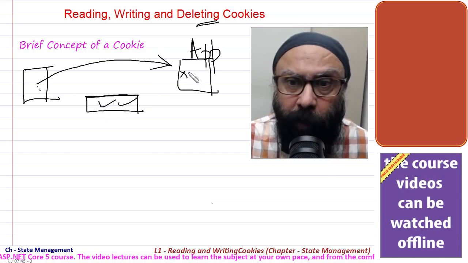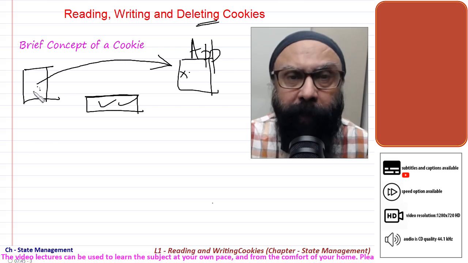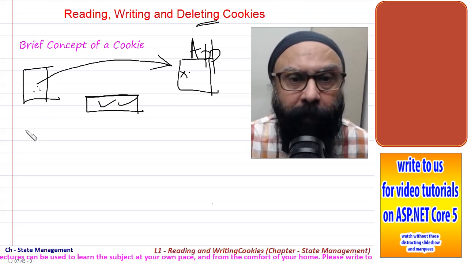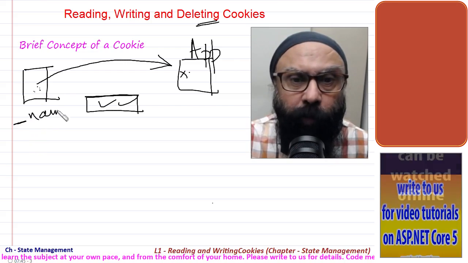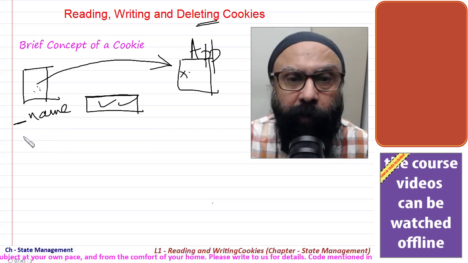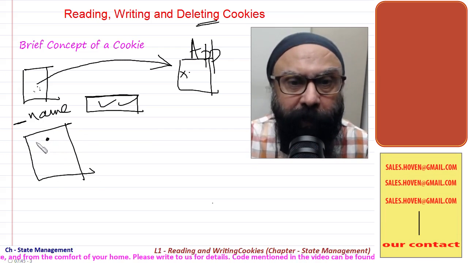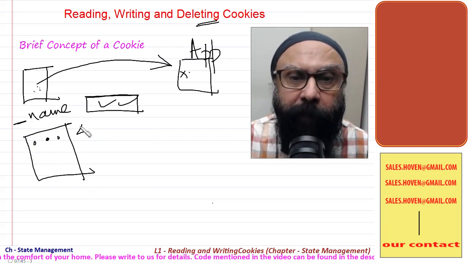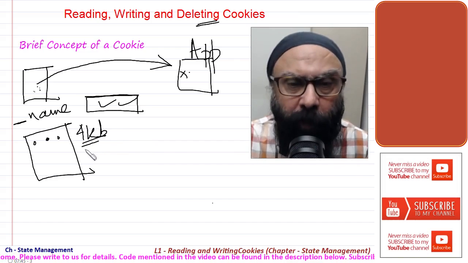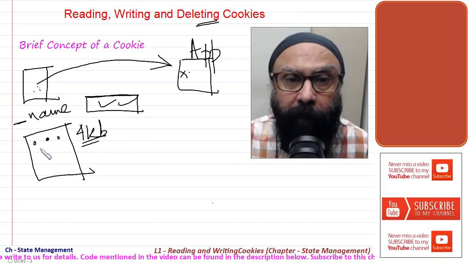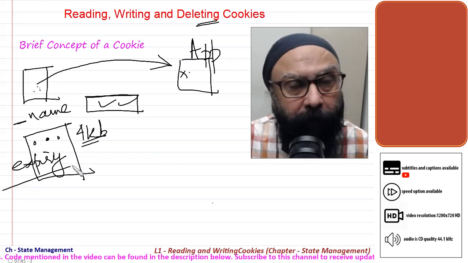So an ASP.NET Core application can ask a remote computer to store some information under some name. The name is the name of the cookie. Let us say you give the name underscore name to the cookie. So a file will be created on the computer and some information is written into it. This information can be about 4 kilobytes in length, but you should always check the protocol. Then there is an expiry date associated with the cookie.